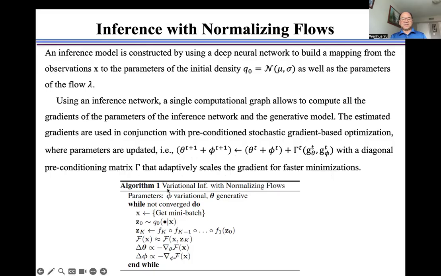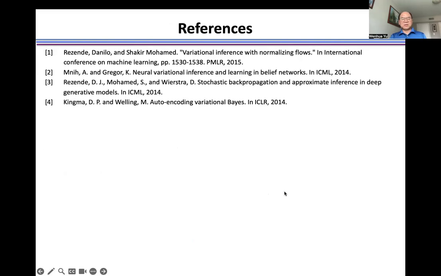As shown here, this is the pseudocode of variational inference with normalizing flows. For more details, please check these references.